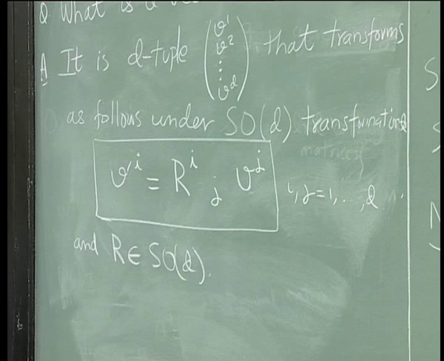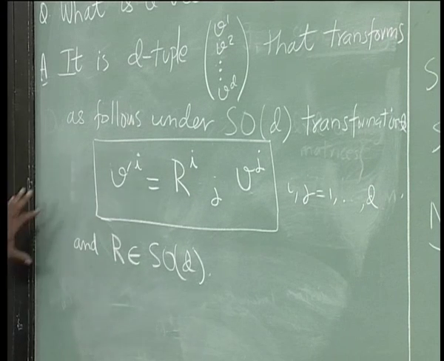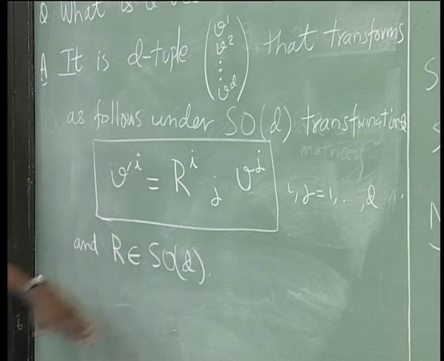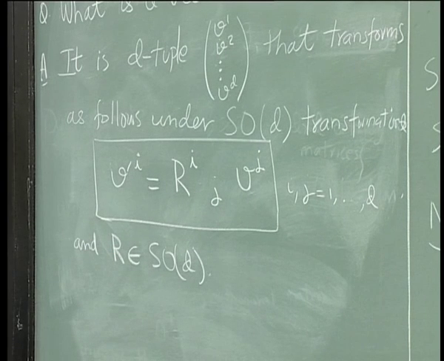So if you put d equal to 3, we recover what we would have written for normal rotations. See, this way of looking at it already, even for SO(d), lets you write more general objects which transform in a more general manner.